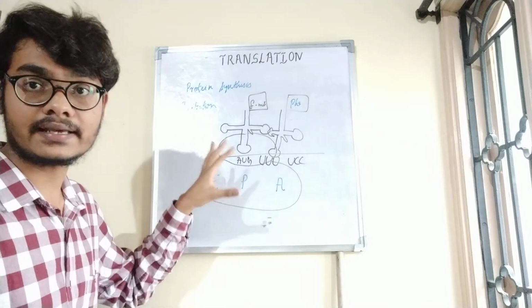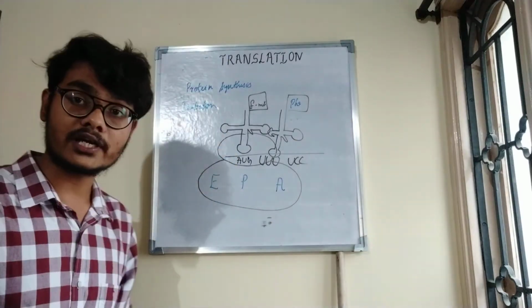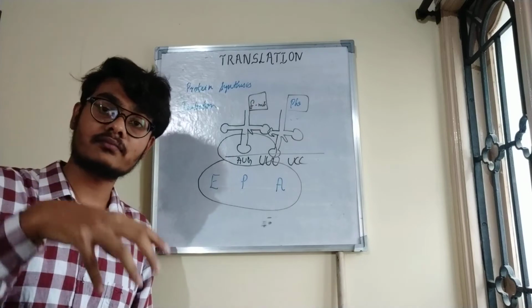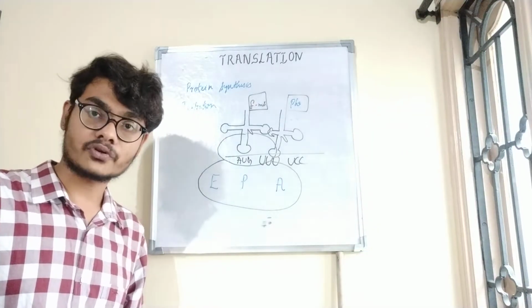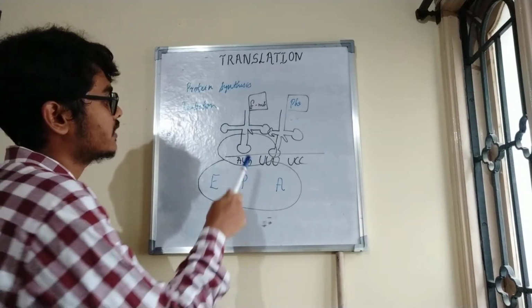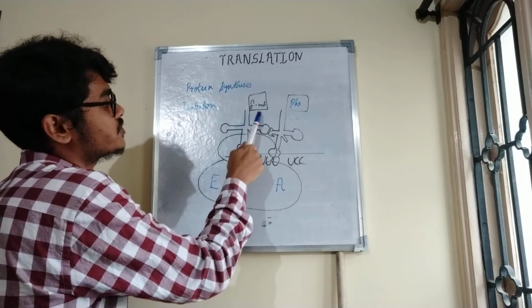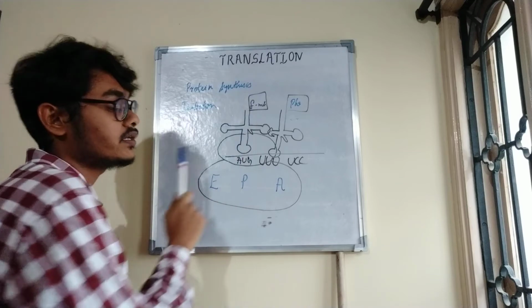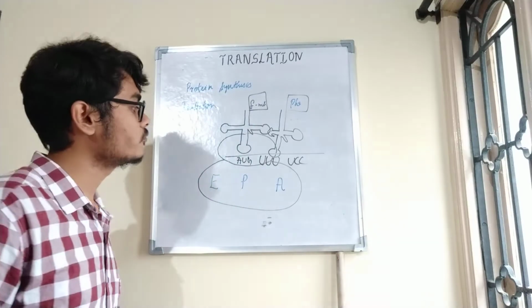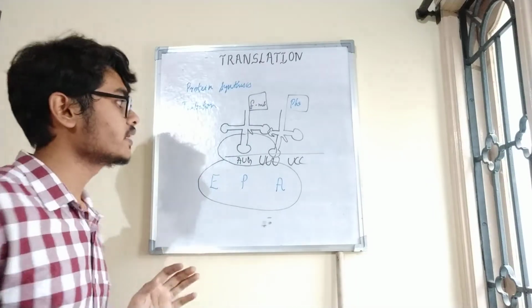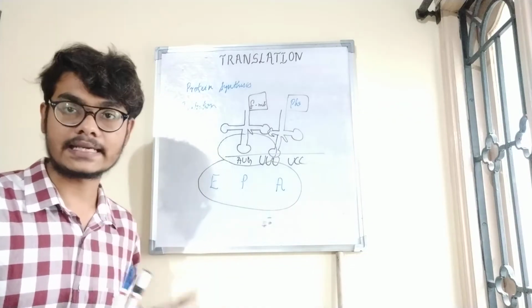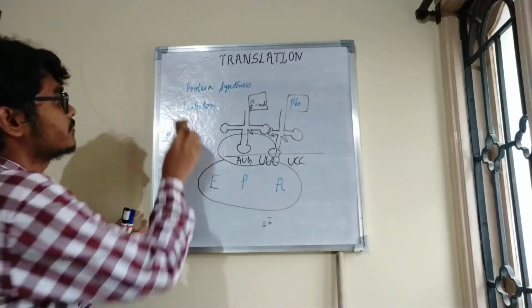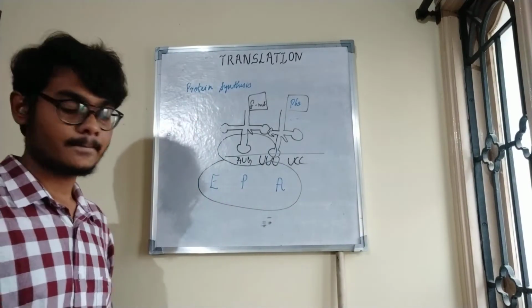The initiation is done. When the two ribosomal subunits assemble, that's when the initiation process starts. The tRNA, which has the activated amino acid, has come and bound to the mRNA codon, which is the AUG codon. So this is all about initiation. Next step is elongation.